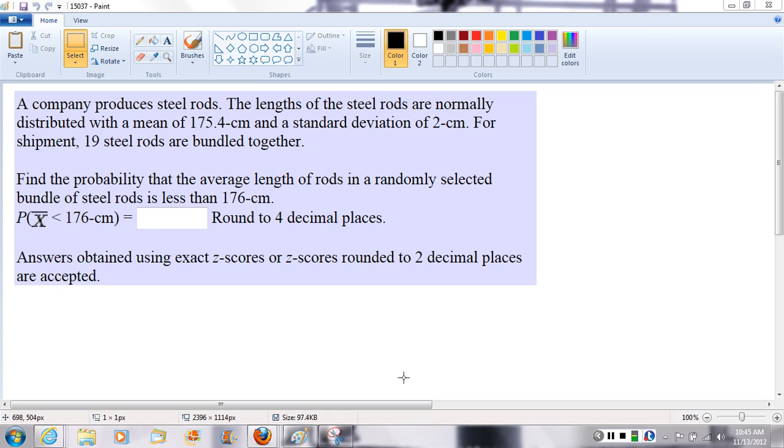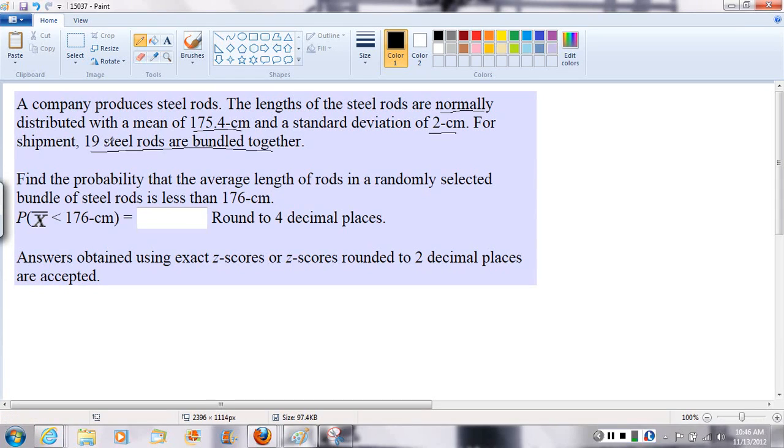Here's the problem we're looking at. It's a manufacturing example. This company is producing steel rods, and the lengths of those rods are normally distributed with a mean of 175.4 centimeters and a standard deviation of 2 centimeters. And for shipment, 19 steel rods are bundled together.